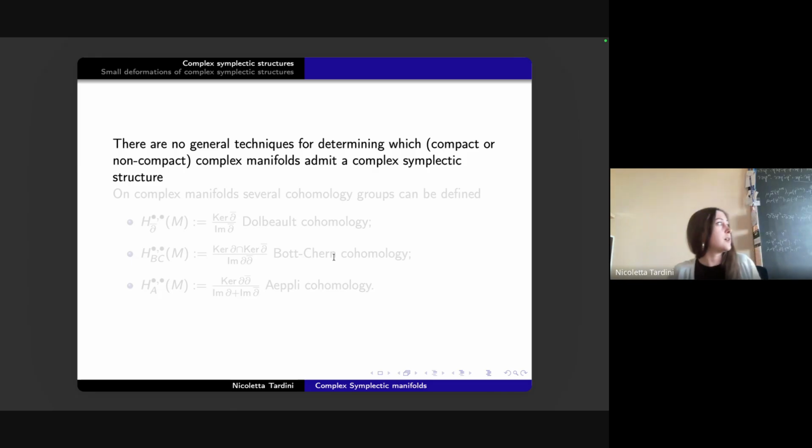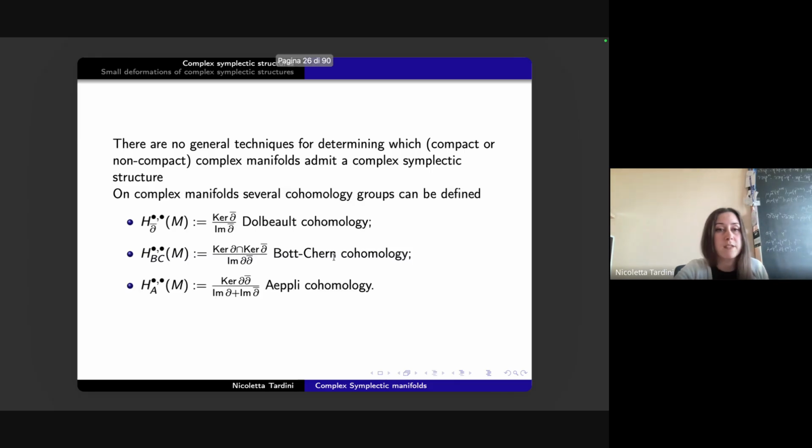So with Bazzoni, Freibert, Latorre, we first wanted to understand, for instance, if we have some cohomological obstructions to their existence. And so let me first recall some definitions. So in complex geometry, if you have a complex manifold, you can define several cohomology groups.